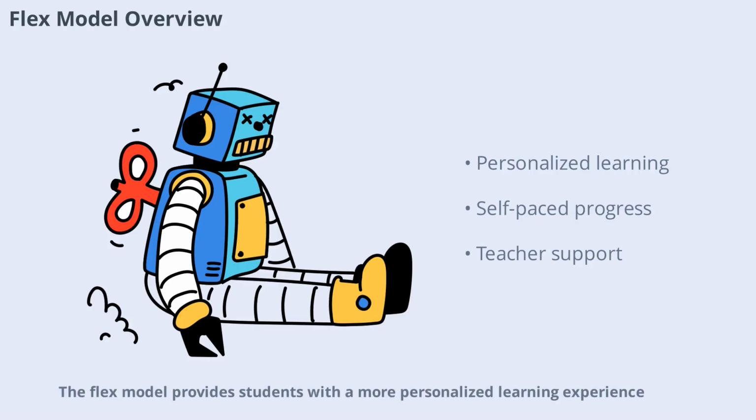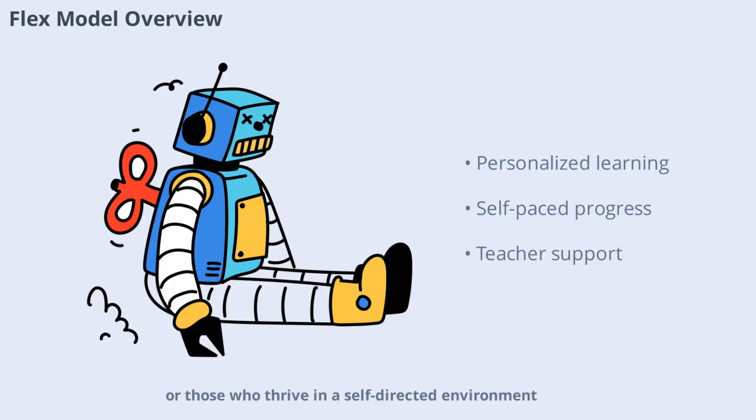The flex model provides students with a more personalized learning experience. Most instruction is delivered online, allowing students to progress at their own pace. Teachers are available to offer support and guidance as needed, but students have greater autonomy over their learning. This model is particularly effective for older students or those who thrive in a self-directed environment. It also allows for more efficient use of classroom time and resources.